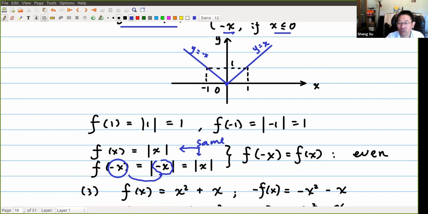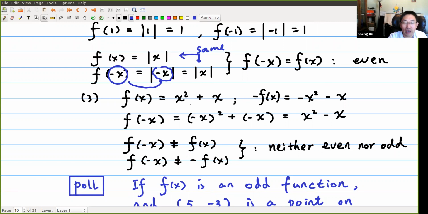Okay. Now look at this example here, f(x) equals x squared plus two.